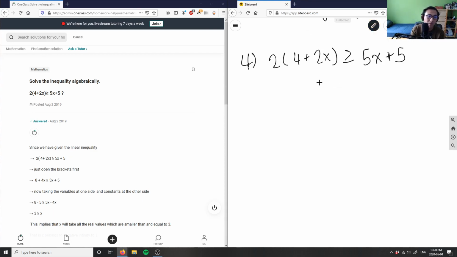So we open up the bracket, we use distributive property here. So it's going to have 2 times 4 here and 2 times 2x, right? 2 times 4 it gives me 8. 2 times 2x here gives me 4x here. So it's greater or equal to 5x plus 5.